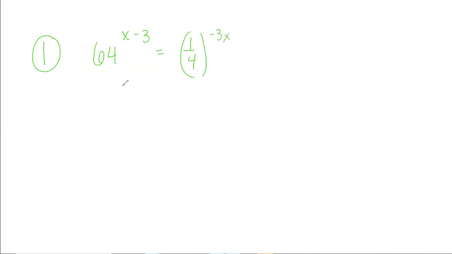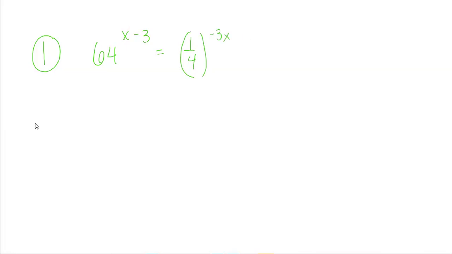All right, let's just jump right in. I'll do maybe like 5 examples here. There is a trick to this. Let's call this example 1. And I have 64 to the power x minus 3 equals 1/4 to the power negative 3x.